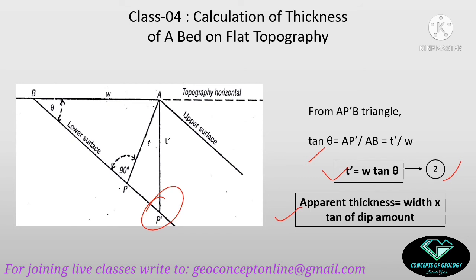So from this equation I can predict the thickness of a strata bed, or an unconformity or whatever, in a borehole, if I know the width of the outcrop and the tangent of the dip amount. So suppose I have an outcrop, I can measure the width of the outcrop and I can have the dip value. So I will use this equation to find out the apparent thickness of the strata. That means it will be the thickness which I will get when I do a vertical borehole. So this equation is very much important here.